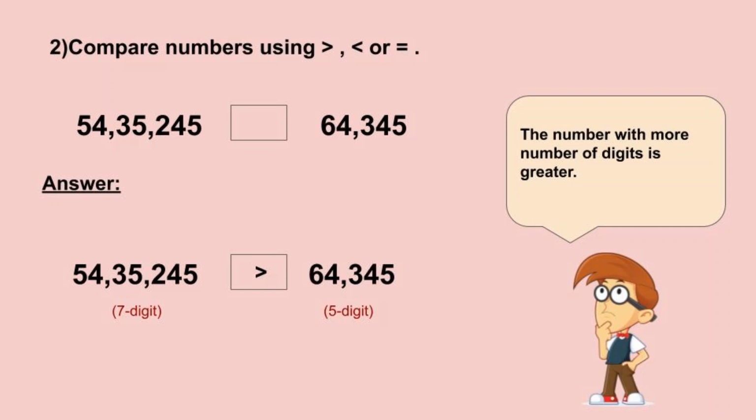Let's see another example in comparing numbers. The number given is 54 lakh 35,245. The second number is 64,345. We need to compare these numbers and write the symbol in the given box. Let's find the answer. First, compare the number of digits. First number is 7 digit and the second number is 5 digit. Children, you all know that the number that has more digits is greater. Hence, 54 lakh 35,245 is greater than 64,345.